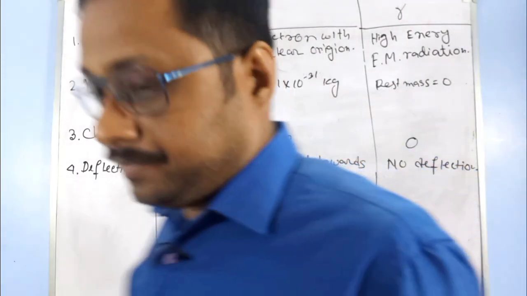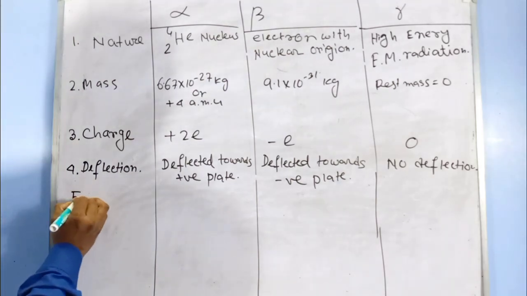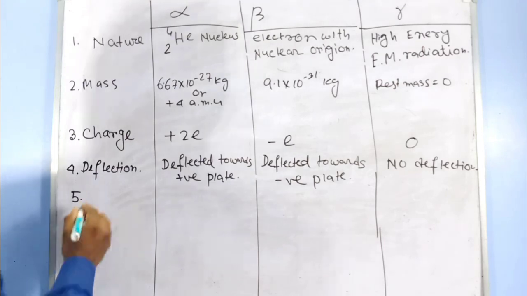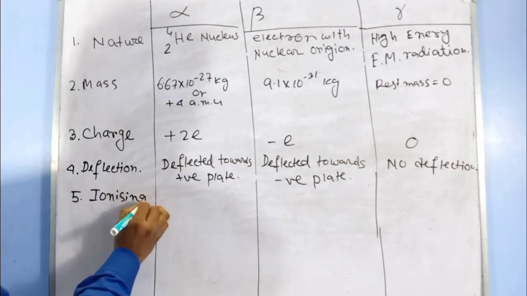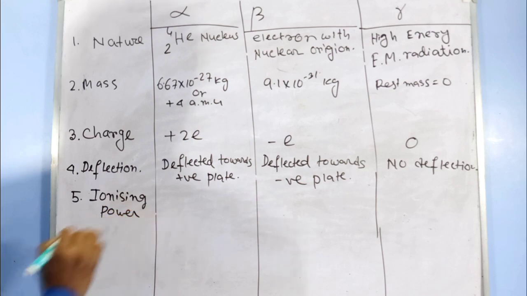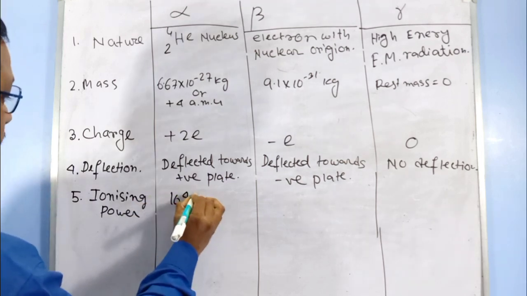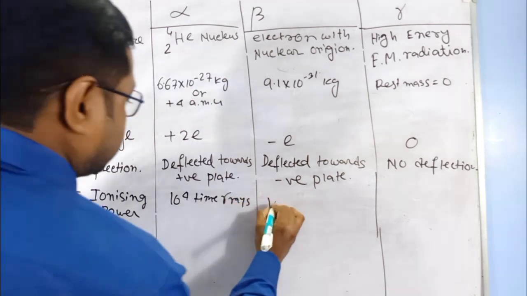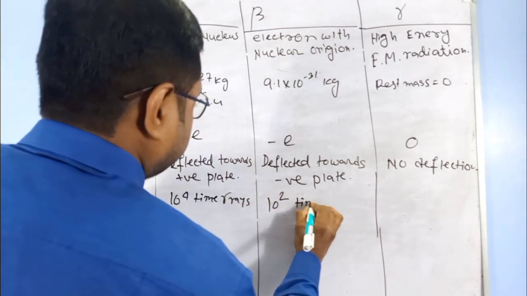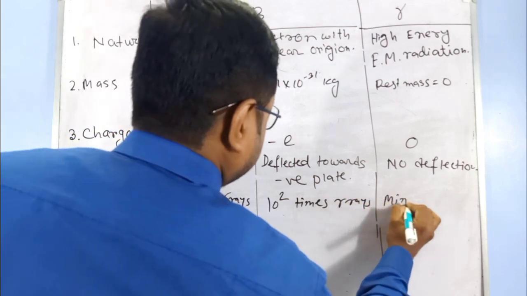Again, deflection. Number 5 is ionizing power. Ionizing power of alpha particle is maximum. It is about 10 to the power 4 times gamma rays, beta is 100 times, that is 10 to the power 2 times gamma rays, and gamma ray's ionization power is minimum.